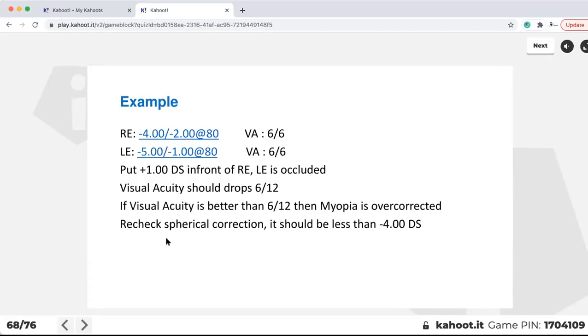What we will do is recheck the spherical correction, and it should be less than -4, because -4 here is overcorrected. We got it? It is clear now?